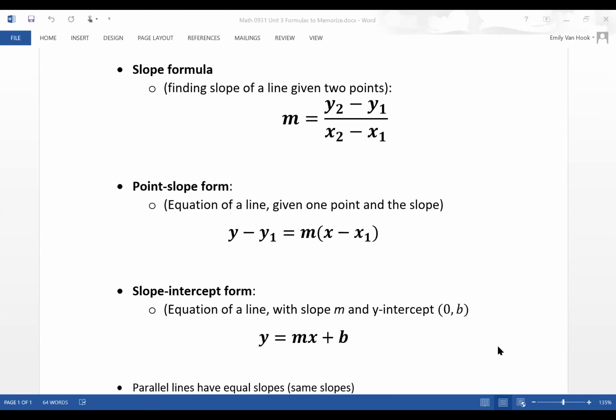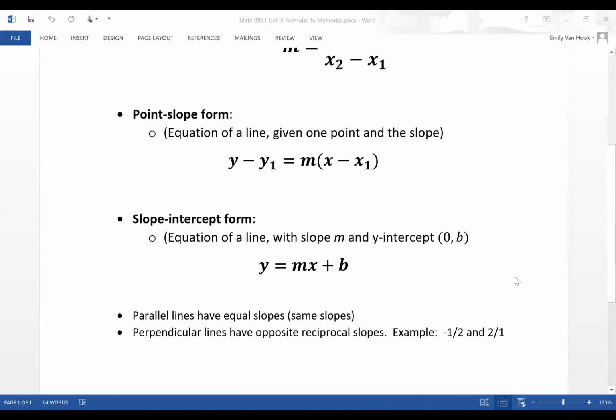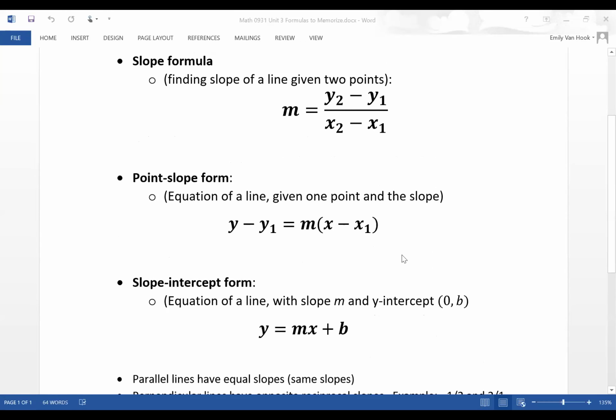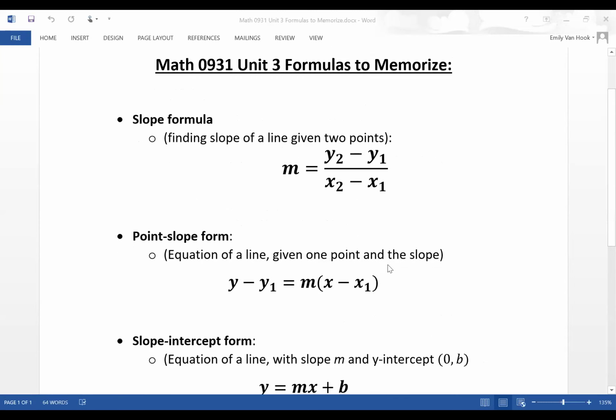Okay, let's see. Also, what I have listed down here is just reminders about parallel and perpendicular. Parallel lines have equal slopes or same slopes. Perpendicular lines have opposite reciprocal slopes. For example, -1/2 and +2/1. So this is kind of a nice formula sheet to just have. I hope that you have some version of this just in your notes already, but I tried to just kind of put it all in one place. So these are the formulas and the information we'll be using quite a bit in this lesson. All right.